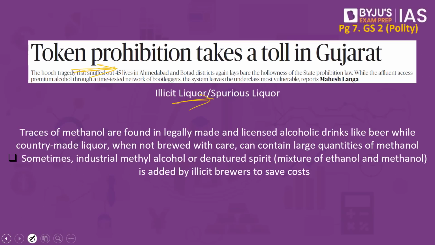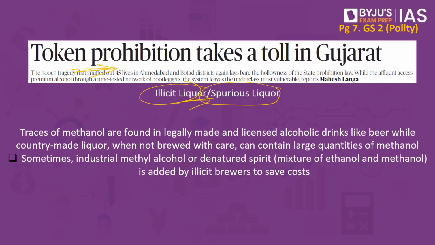First, we have to understand what illicit liquor or spurious liquor is. When you consider the state of Gujarat right now, as many as 40 people have died in several parts of Gujarat, and nearly 50 people are still in the hospital battling for their lives. Why? That is because these people had consumed illicit liquor. This is also called spurious liquor, and it is also called hooch in the local language.